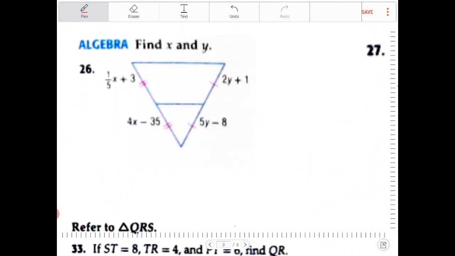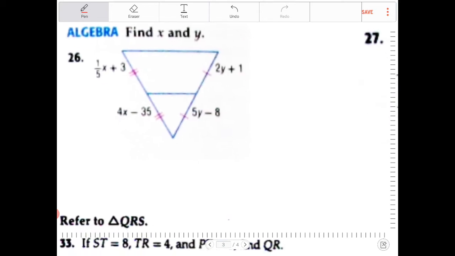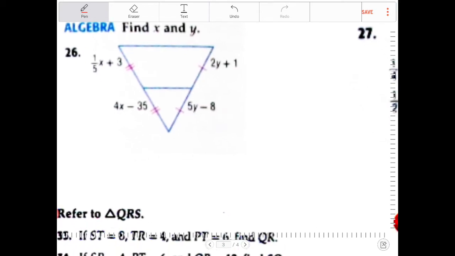Okay, find x and y. Recognizing that those segments are the same, we can say 2y plus 1 is equal to 5y minus 8. Subtract 2y from both sides, I get 3y. Add 8 to both sides, I get 9. Divide by 3, y is equal to 3.